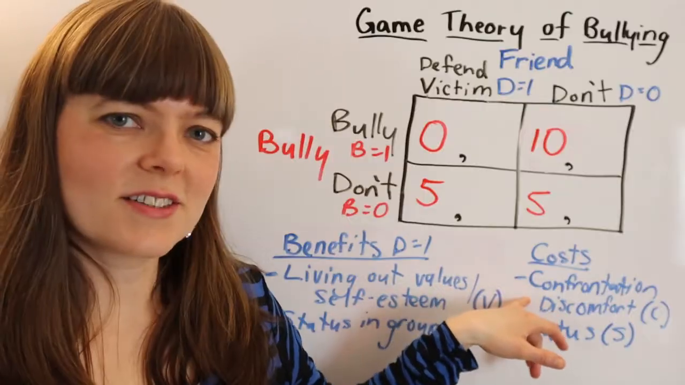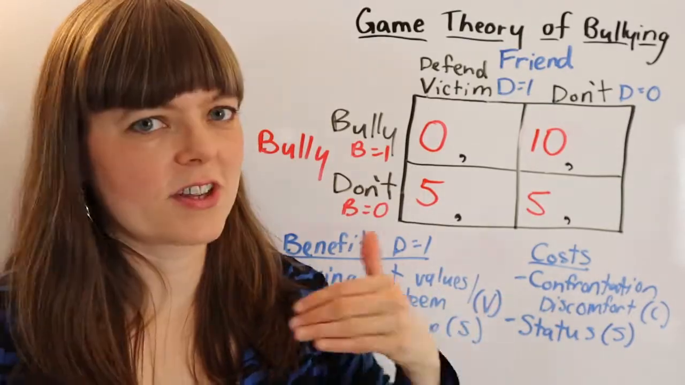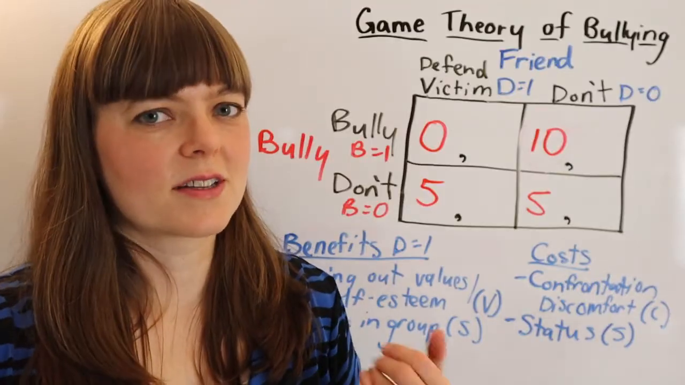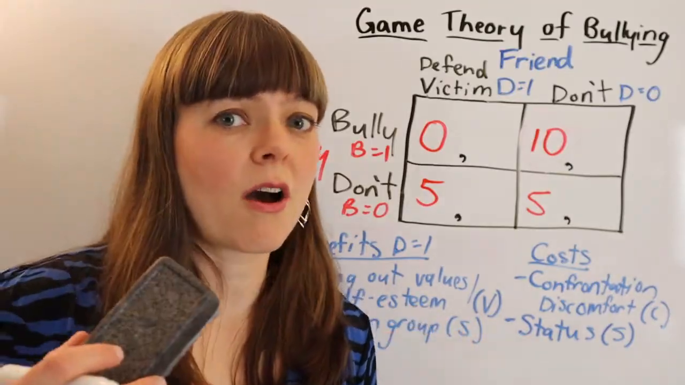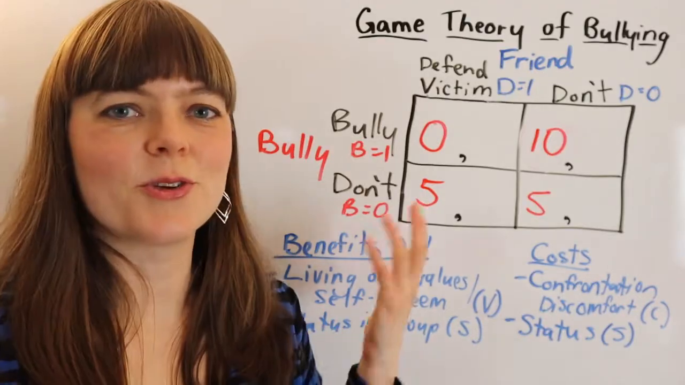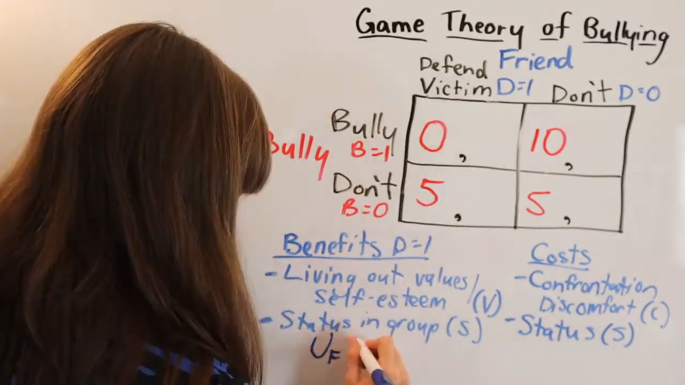Now, one of the big costs here is the possibility of discomfort. Confronting the bully is going to involve some sort of discomfort of the possible conflict that goes along with that. So let's just write this up into a utility function for the friend.